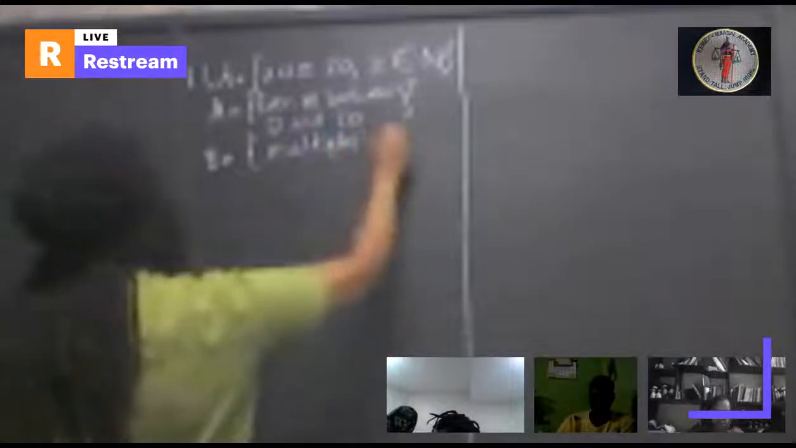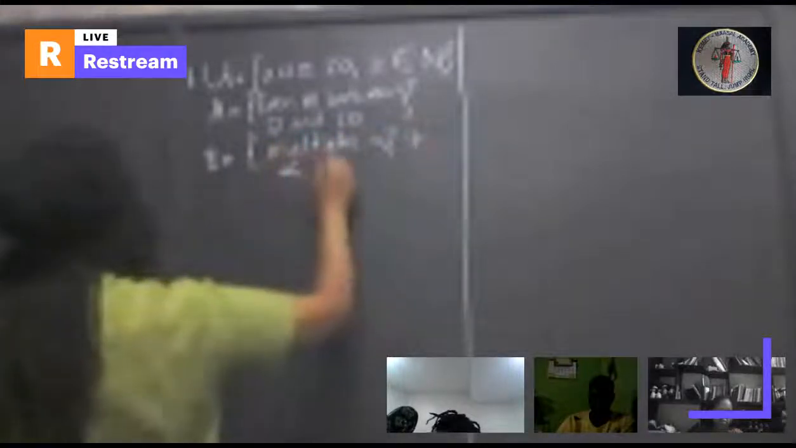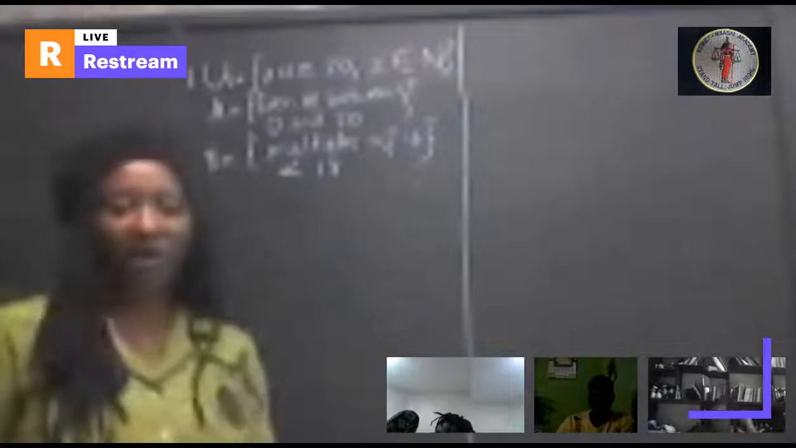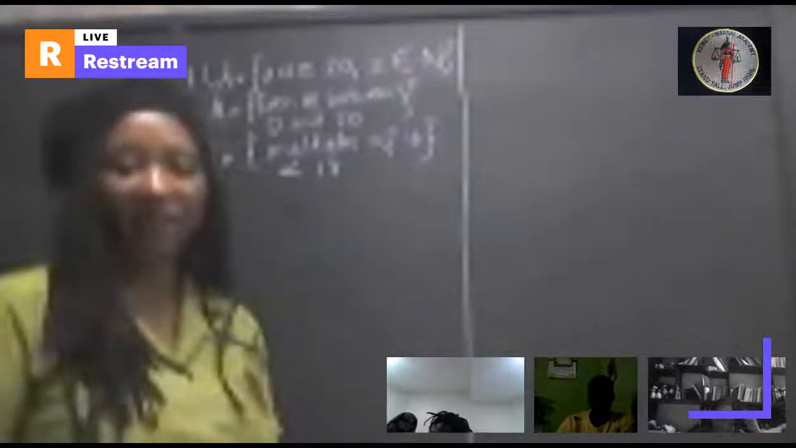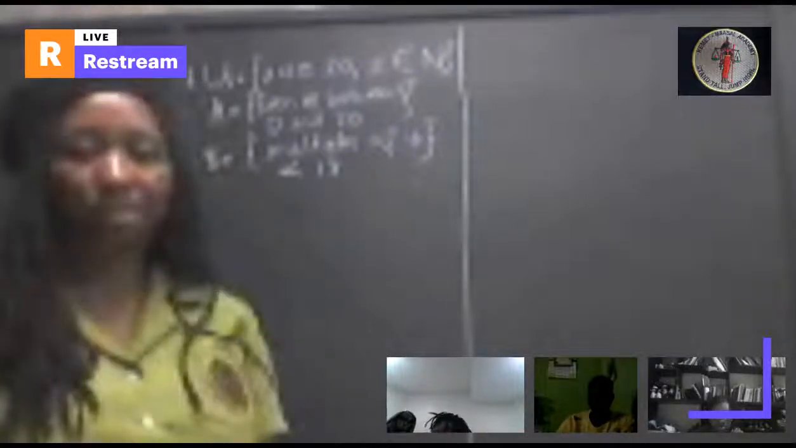Multiples of 4 that are less than 18. All right. So let us see what we're working with and put these numbers in where it's supposed to go.